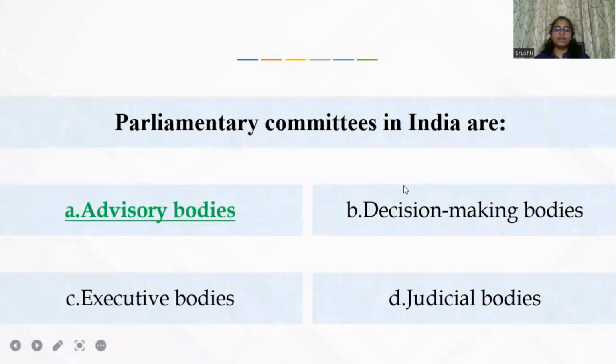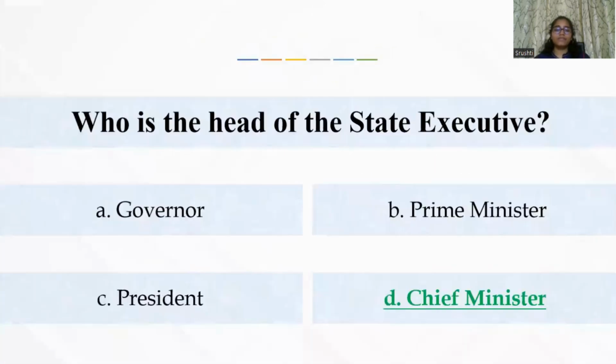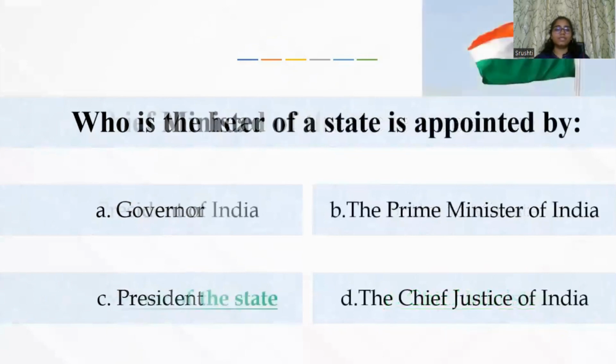The final and the last module, Module 5, State Executive and Governor, CM, that is Chief Minister, and State Cabinet. The first question of Module 5 is, who is the head of the State Executive? Option A, Governor, option B, Prime Minister, option C, President, and option D, Chief Minister. The correct answer is option D, Chief Minister.